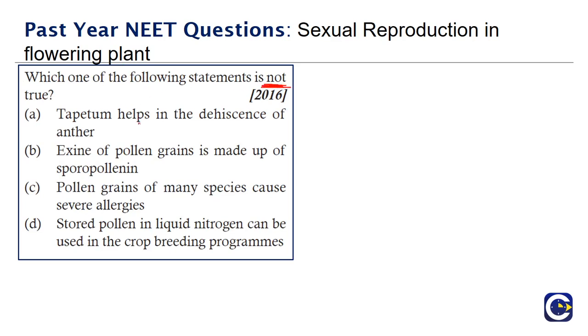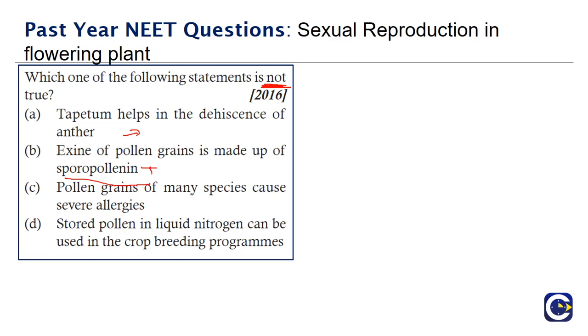So tapetum helps in dehiscence of anther. This we'll check at the end. Exine of pollen grain is made up of sporopollenin. Yes, this is a very hard substance. It is not degraded by any acid or base or even any temperature.